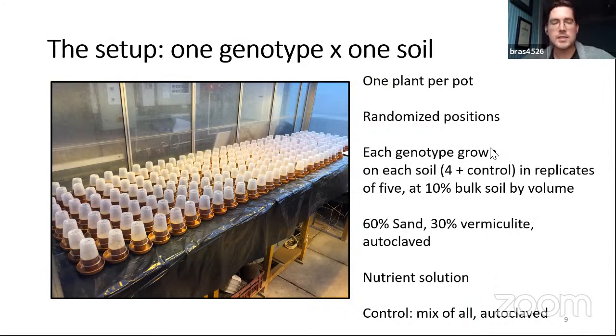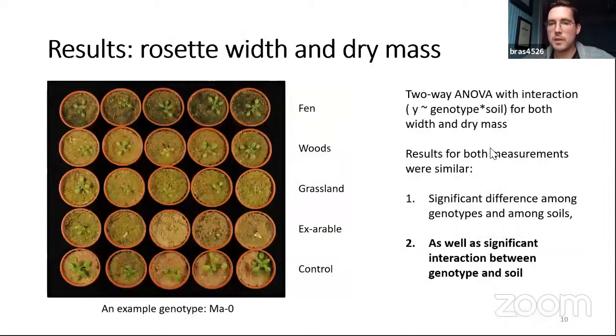What did we find? We ran a 2-way ANOVA with interaction for both the width and the dry mass, because that was the data we collected from these plants. We measured the width and then dried them in the oven and took the dry mass measurement. Dry mass and width, the results and the trends were almost identical, so I'm just going to focus on the width for time's sake.